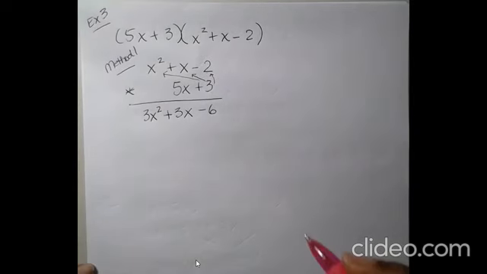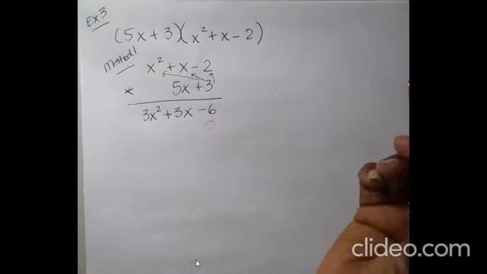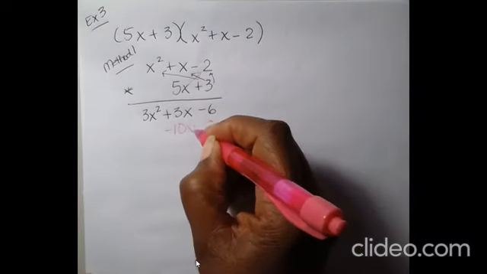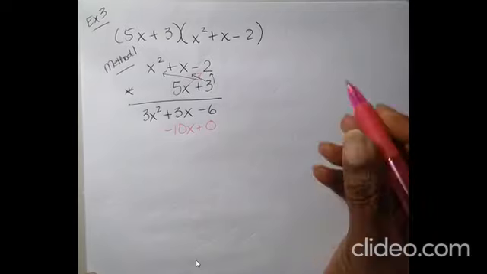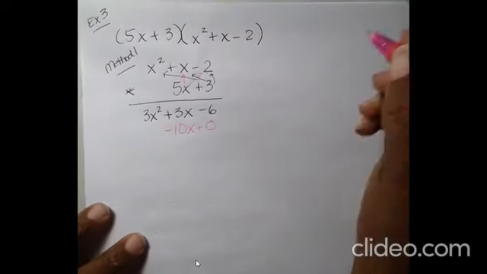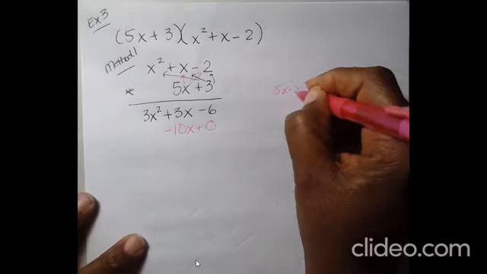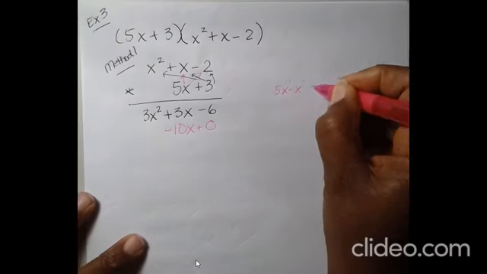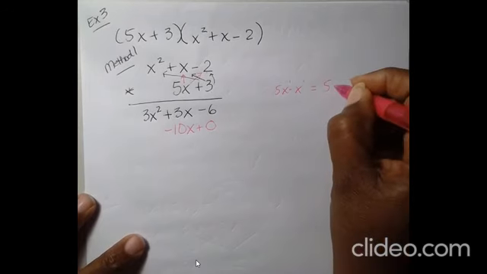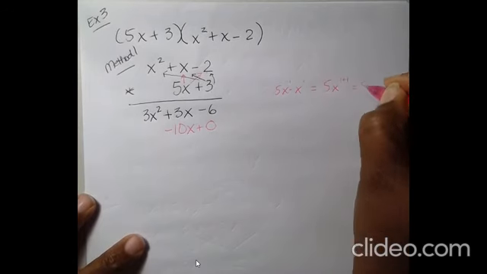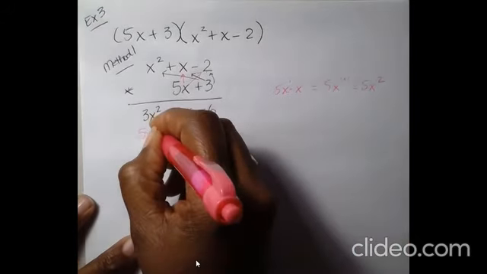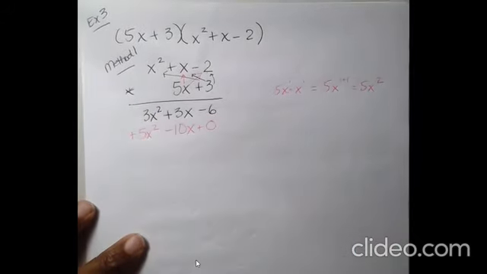And for the second one, make sure that we put our 0 in just like we would for long multiplication. 5x times negative 2 is negative 10x. You can do a plus 0, doesn't matter there. 5x times x. There is an invisible exponent of 1 there. So this is 5 times x to the 1 plus 1, which is 5x squared. We put that here, 5x squared. It is positive, so we put a plus in front of it.